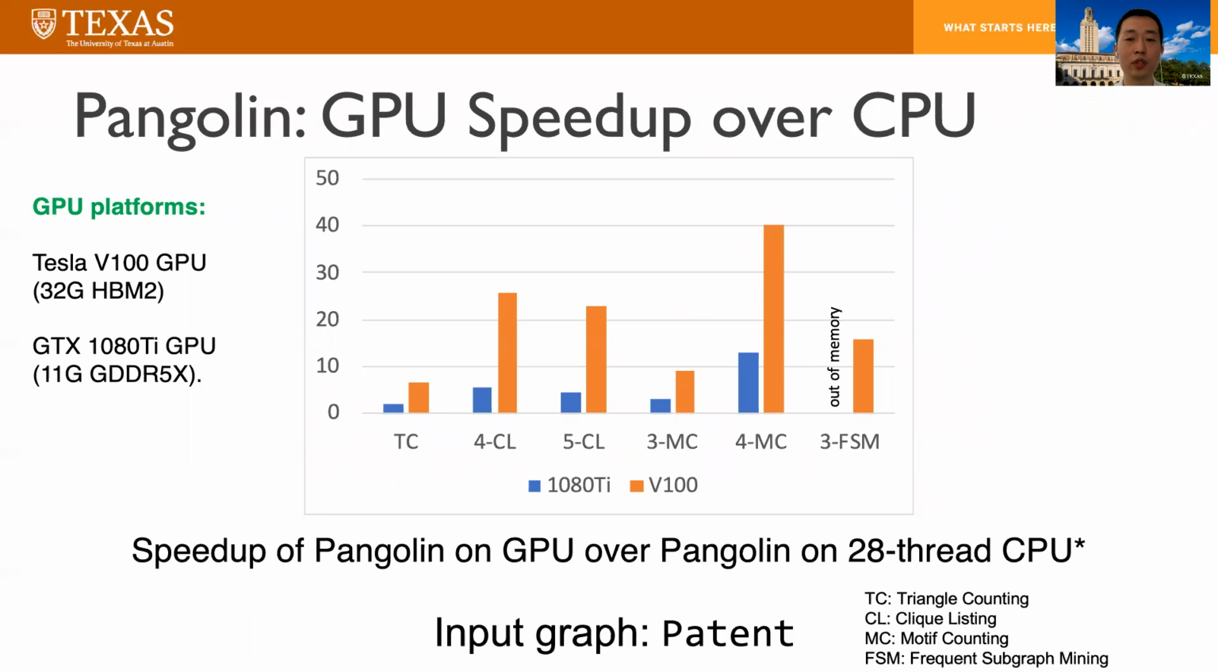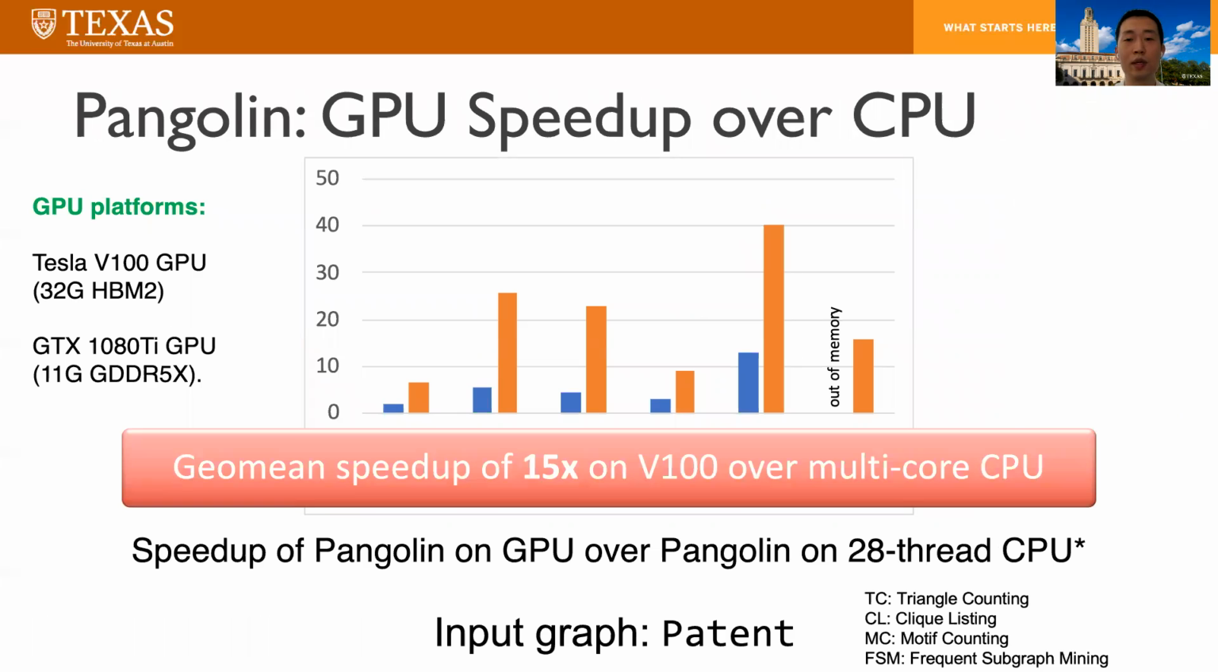Pangolin also supports GPU mining. Thanks to our efficient implementation for the GPU architecture, we can further speed up GPM applications by 15 times on the V100 GPU compared to multiple CPU.